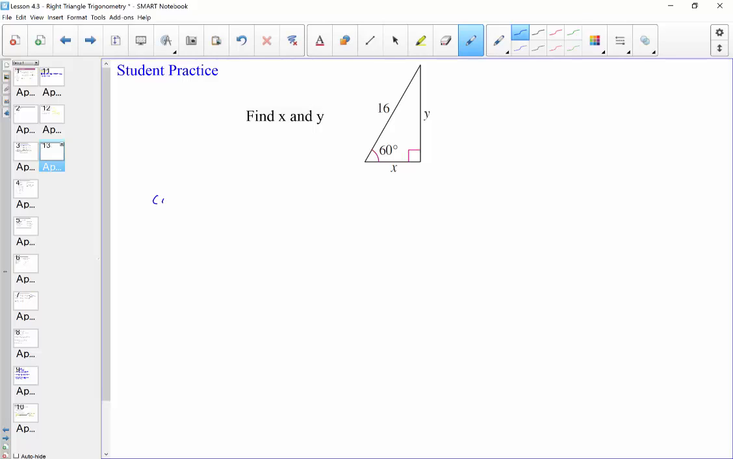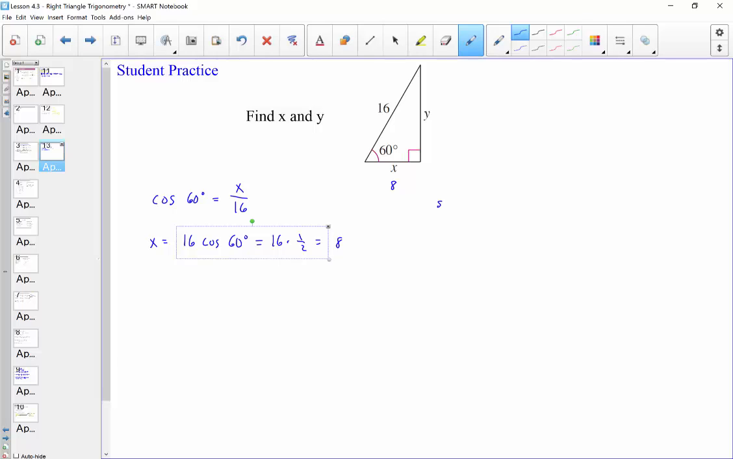The cosine of 60 degrees equals the adjacent side x over the hypotenuse 16. In solving for x, we get x equals 16 times the cosine of 60 degrees, and the cosine of 60 degrees equals 1/2. 16 times 1/2 equals 8. So x equals 8. Now we can solve for y.